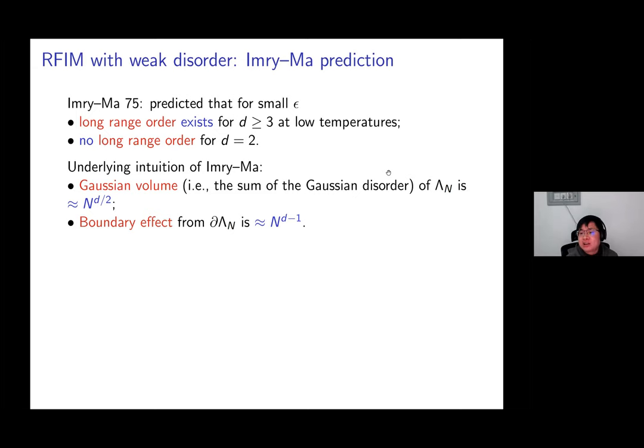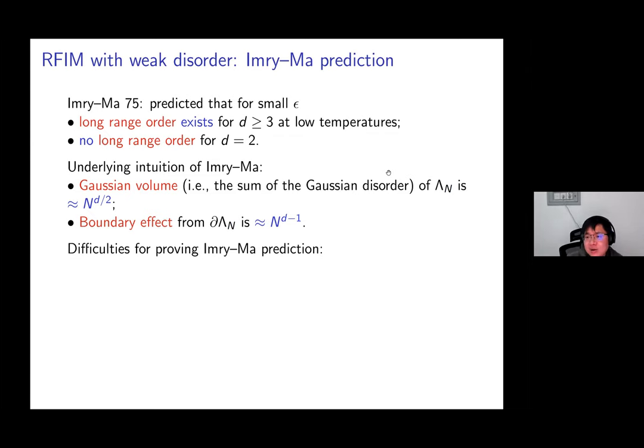When d is greater or equal to 3, then the boundary effect is much larger than the Gaussian volume. And in this case, they predict that the boundary influence should persist. When d equals 2, they become comparable. So even though the Gaussian volume comes with another small constant epsilon, in this case, they predict that the fluctuation of the Gaussian should dominate in the end and destroy the long range order.